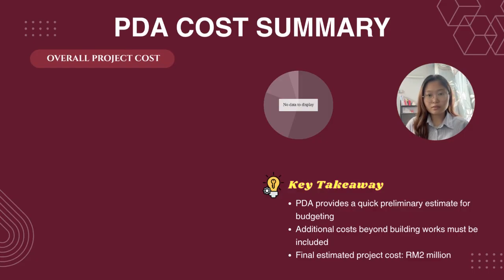This slide summarizes the overall preliminary cost estimate. The total estimated project cost is 2 million ringgit, which includes building works, piling and foundation, internal and external works, contingency, professional fees, and utility contributions. As shown in the pie chart, building works make up the largest portion of the total cost. The key takeaway is that PCA provides a quick estimate for budgeting, but all additional project costs must be considered to achieve a realistic final estimate of approximately 2 million ringgit.